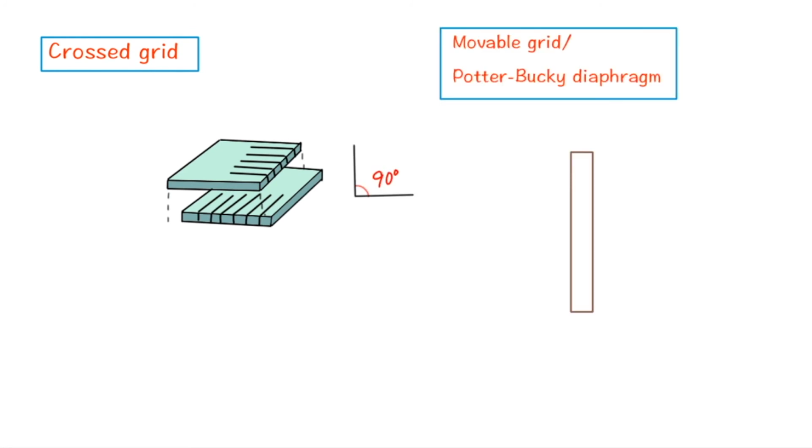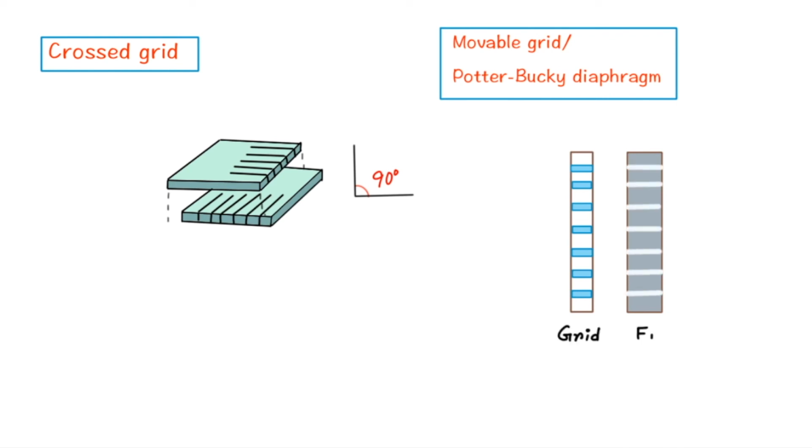Now, movable grid or Potter-Bucky diaphragm. If a stationary grid is used, the rays are absorbed by the lead strips and white lines appear on the film. This can be eliminated if the grid is moved at a regular speed during the exposure. Such movable grids are called Potter-Bucky diaphragm.